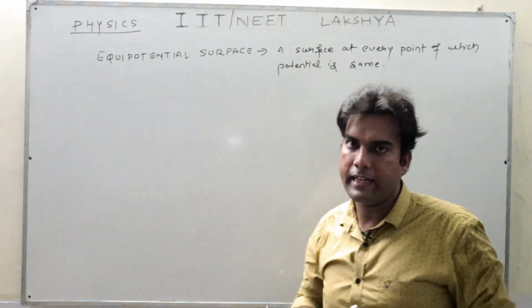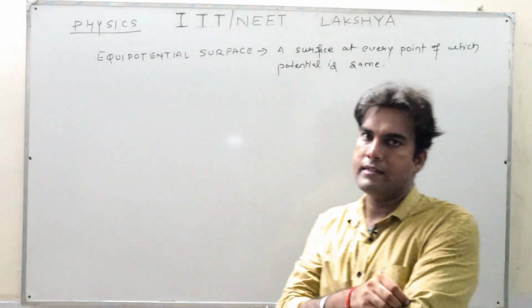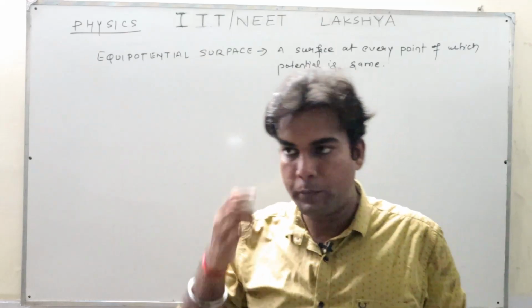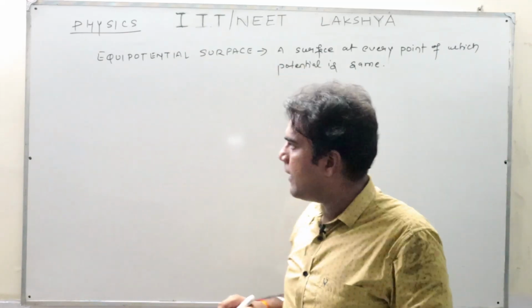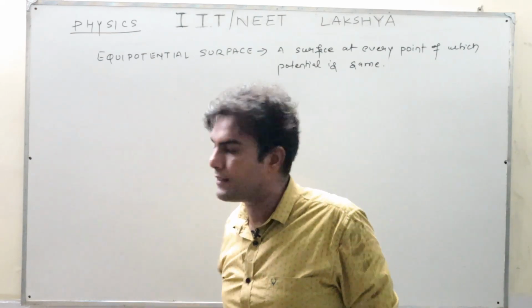A surface at every point of which potential is the same. At every point of that surface, potential is the same. Such a surface is known as an equipotential surface. Let me explain through an example.